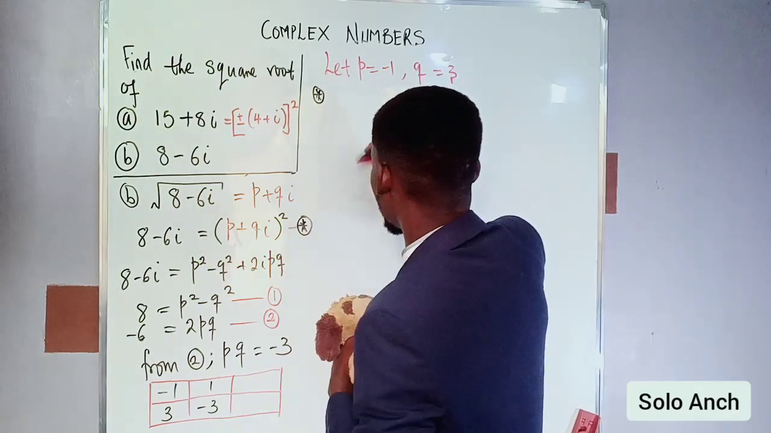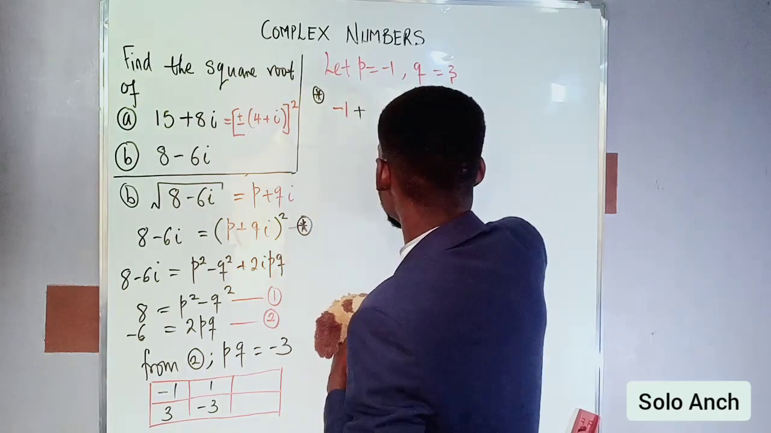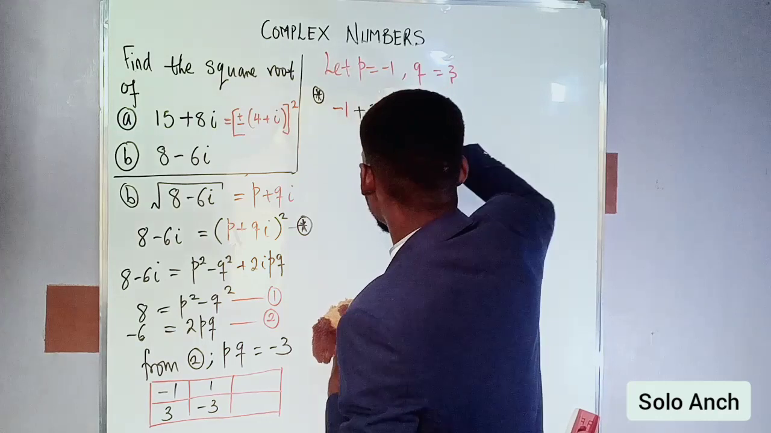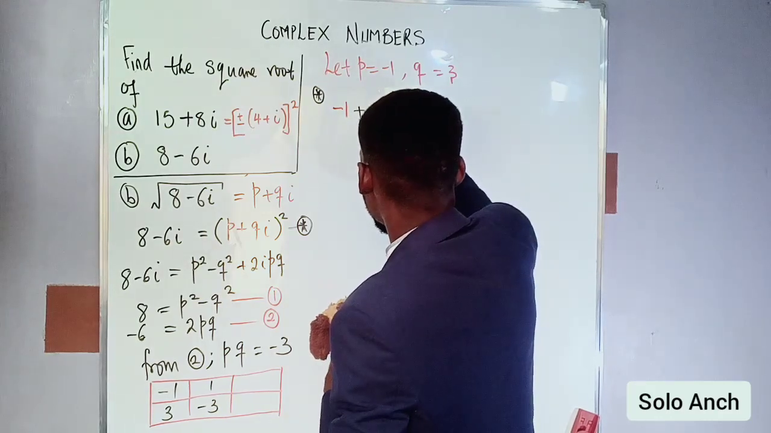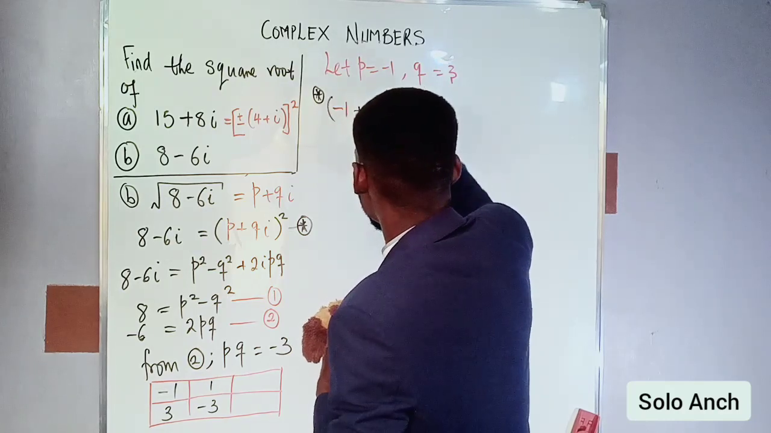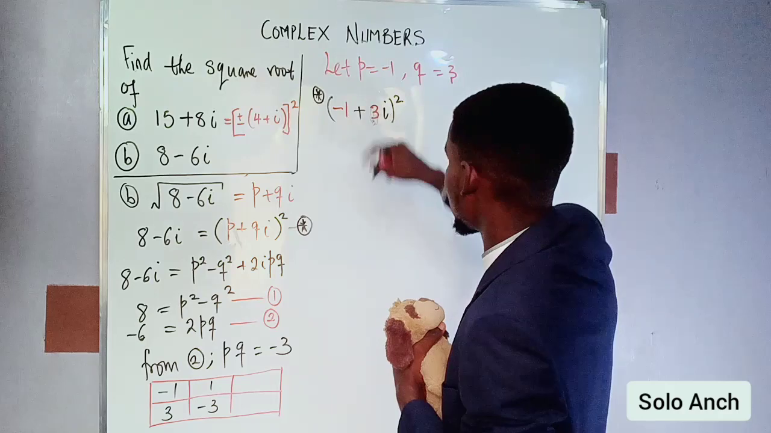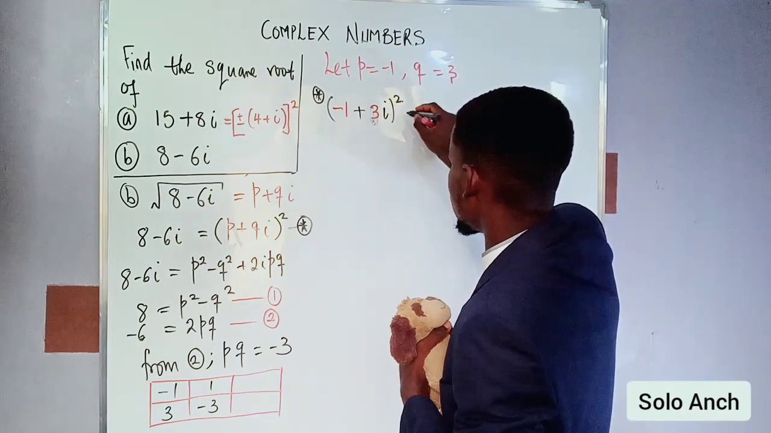So p is -1, so we're going to have -1 plus q, which is +3, so we're going to have 3i. And then we're going to square this to see what we get. Are we going to get the left hand side after squaring that, given that p is -1 and q is 3? So let's square this and see.